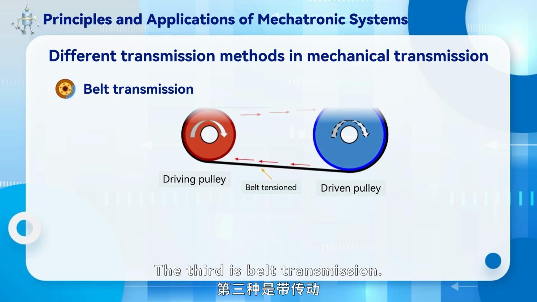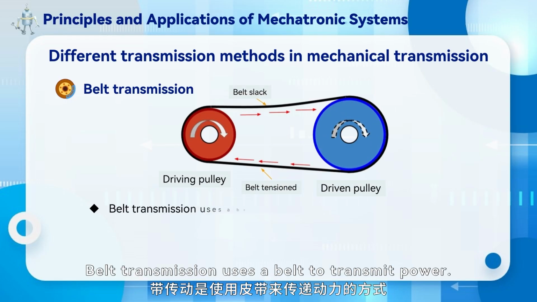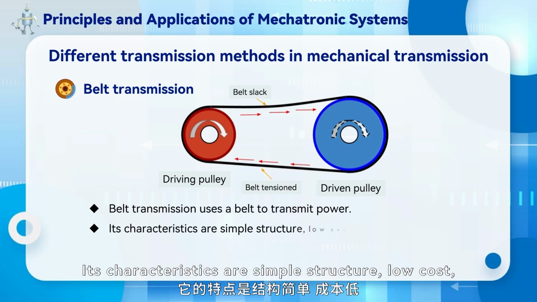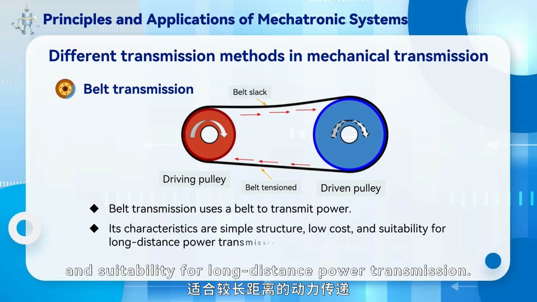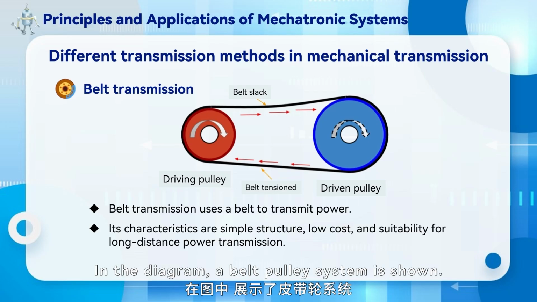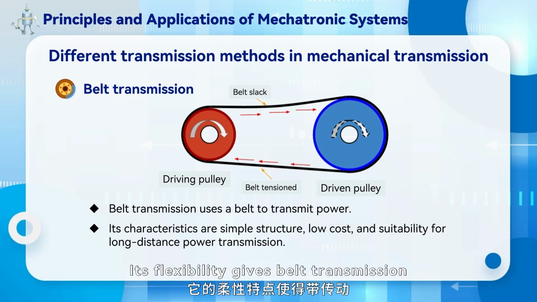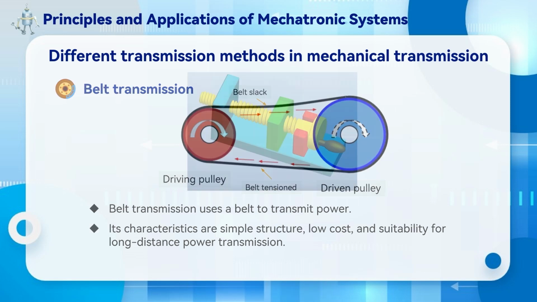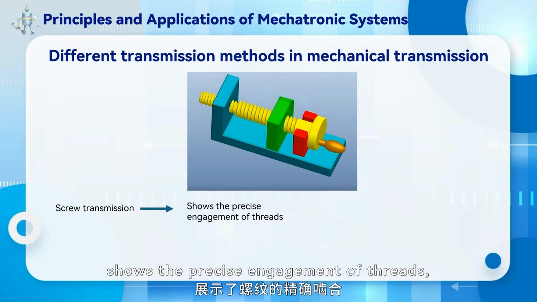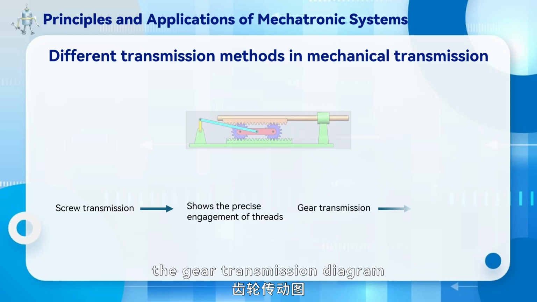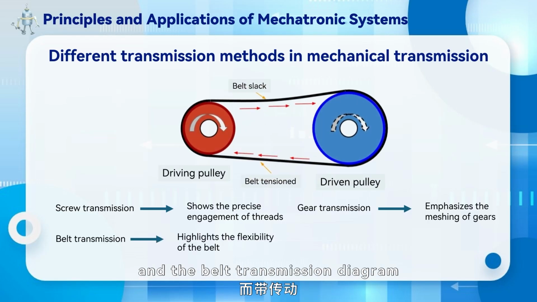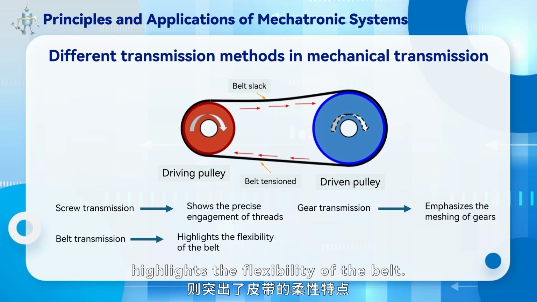The third is belt transmission. Belt transmission uses a belt to transmit power. Its characteristics are simple structure, low cost, and suitability for long-distance power transmission. In the diagram, a belt pulley system is shown. Its flexibility gives belt transmission certain advantages in some applications. The screw transmission diagram shows the precise engagement of threads, the gear transmission diagram emphasizes the meshing of gears, and the belt transmission diagram highlights the flexibility of the belt.